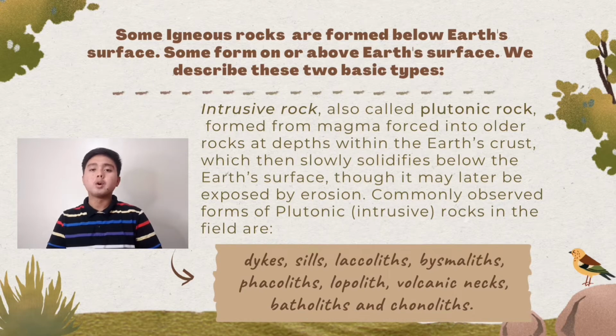Some igneous rocks are formed below Earth's surface. Some form on or above Earth's surface. We describe these two basic types as intrusive igneous rock and extrusive igneous rock.